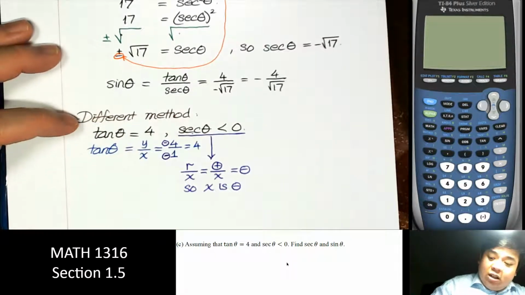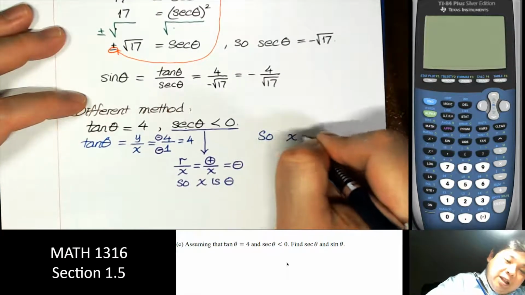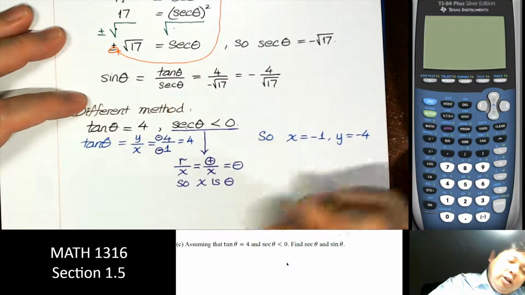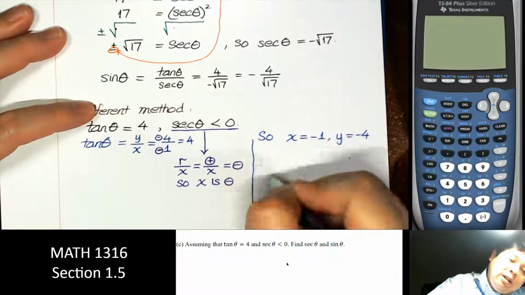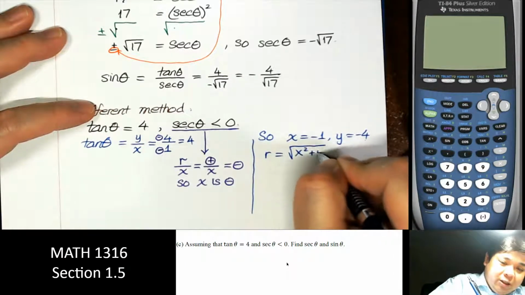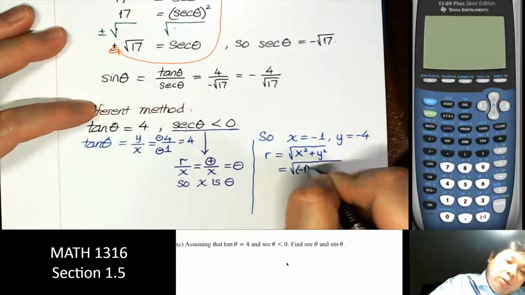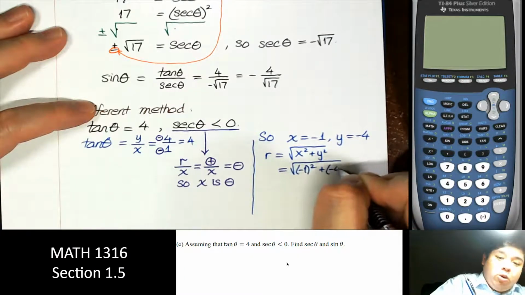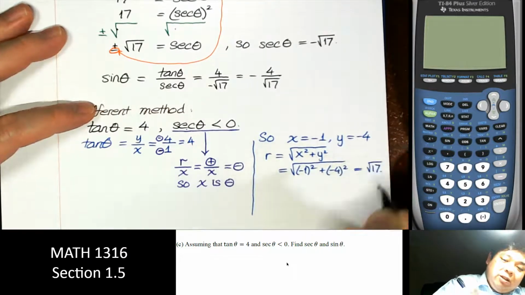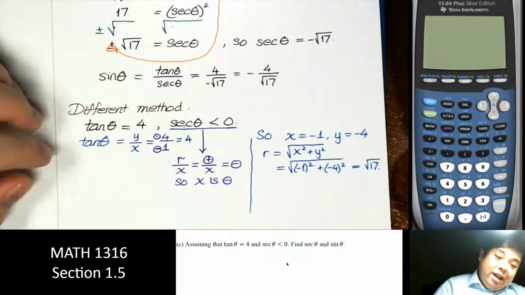So with that, we say x is negative 1, y is negative 4, and r is the square root of x squared plus y squared. Negative 1 squared plus negative 4 squared, that's 17, so square root of 17. And finally, we want secant and sine.